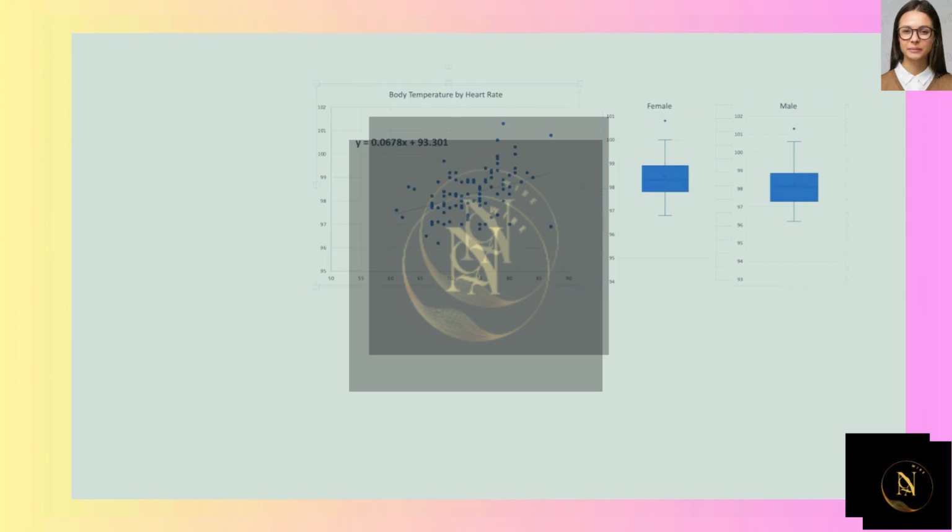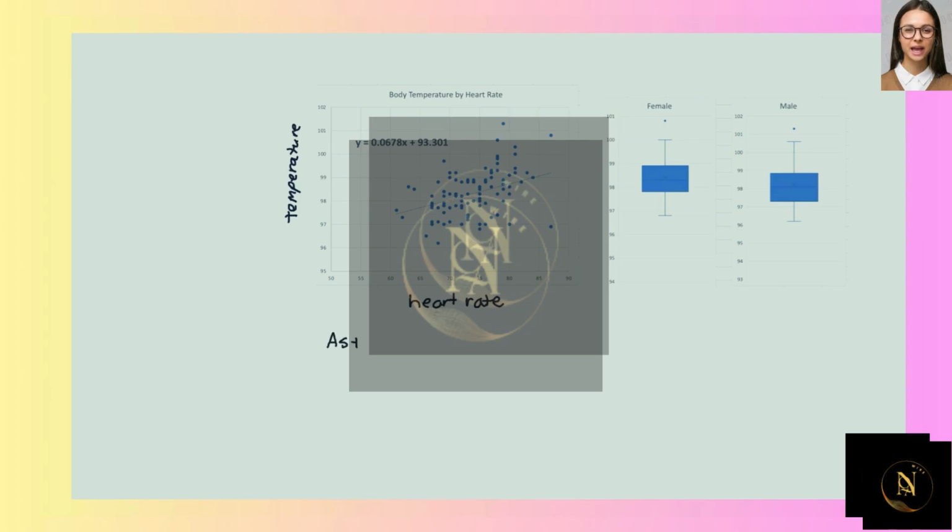So here is the scatter plot for the body temperature by heart rate. We have the heart rate down below and the body temperature. So I'm just going to write that here. This is your heart rate, your x-axis, and temperature is your y-axis. And it is a positive correlation. And here is your equation that goes with it.